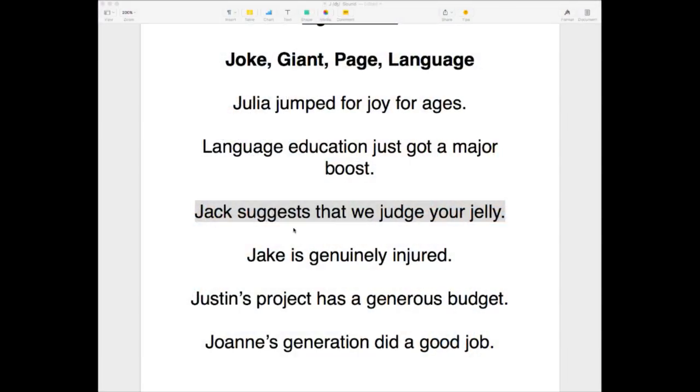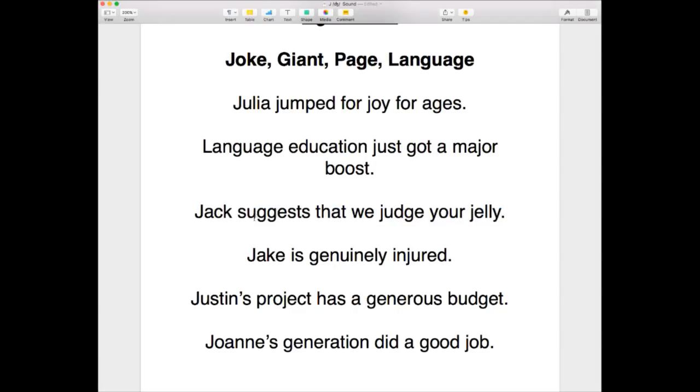Good. Okay, so the next sentence that we have here is the sentence, Jack suggests that we judge your jelly. So let's imagine that we are in a cooking competition and we are moving on to the desserts. And Jack has said, I suggest that we judge your jelly. So your dessert. Jelly is a wibbly wobbly dessert made from gelatin.